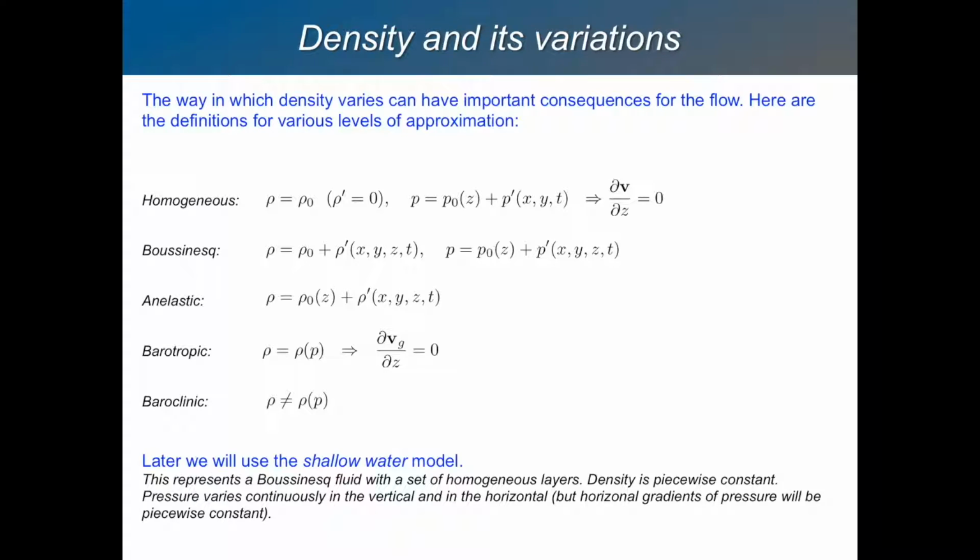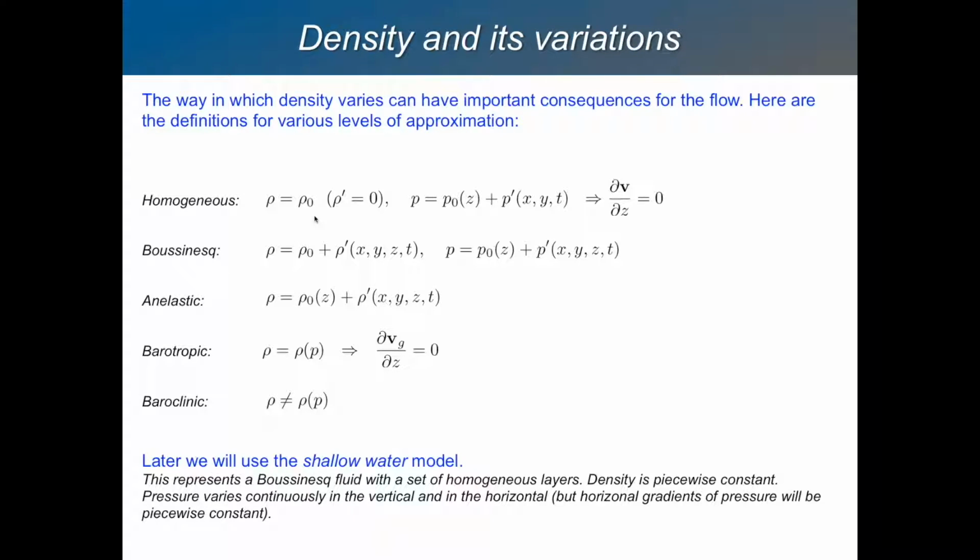So, since I've been talking about the variations of density, let me just go over some of the different levels of approximation that you can use. This is a useful kind of glossary, if you like, for different ways of approximation. So, increasing levels of accuracy. We have the homogeneous flow, which is when there's no variation in density at all. The fluid has the same density everywhere.